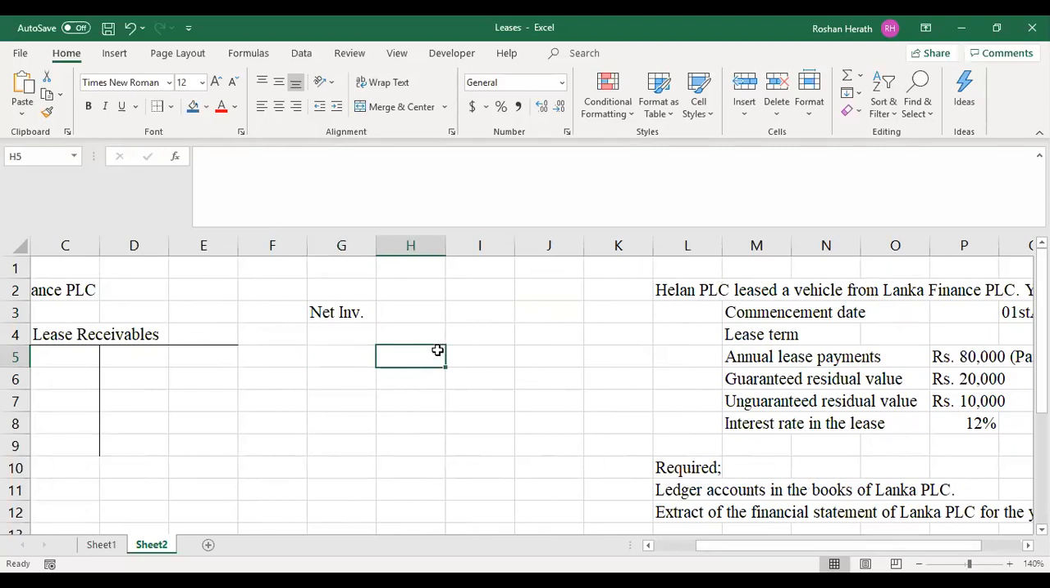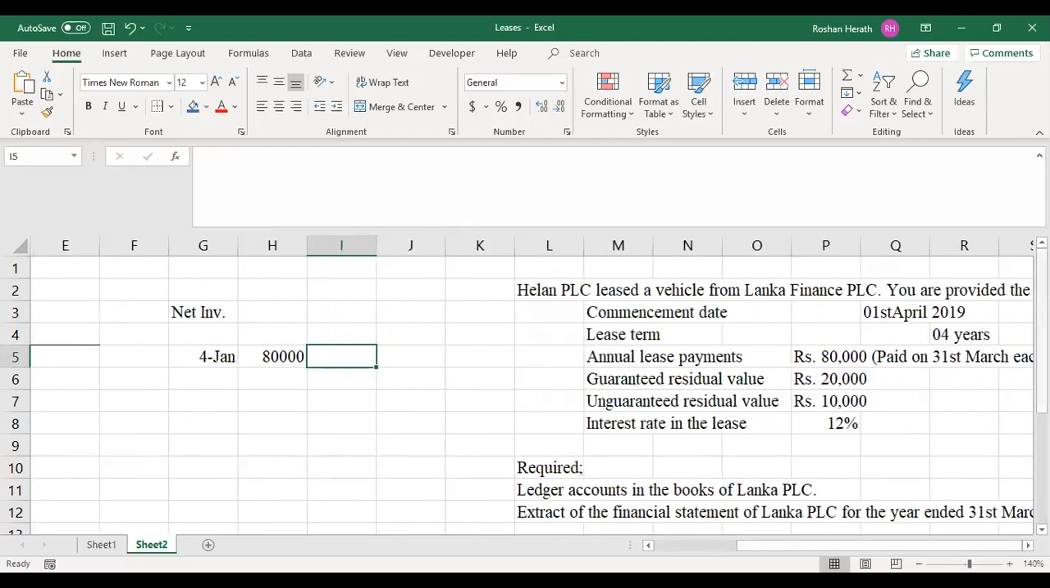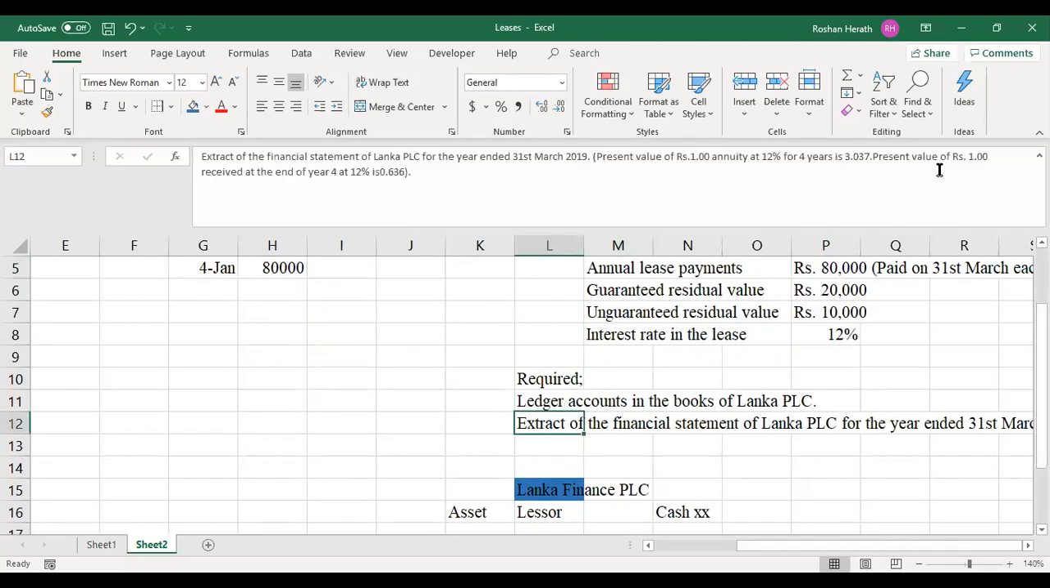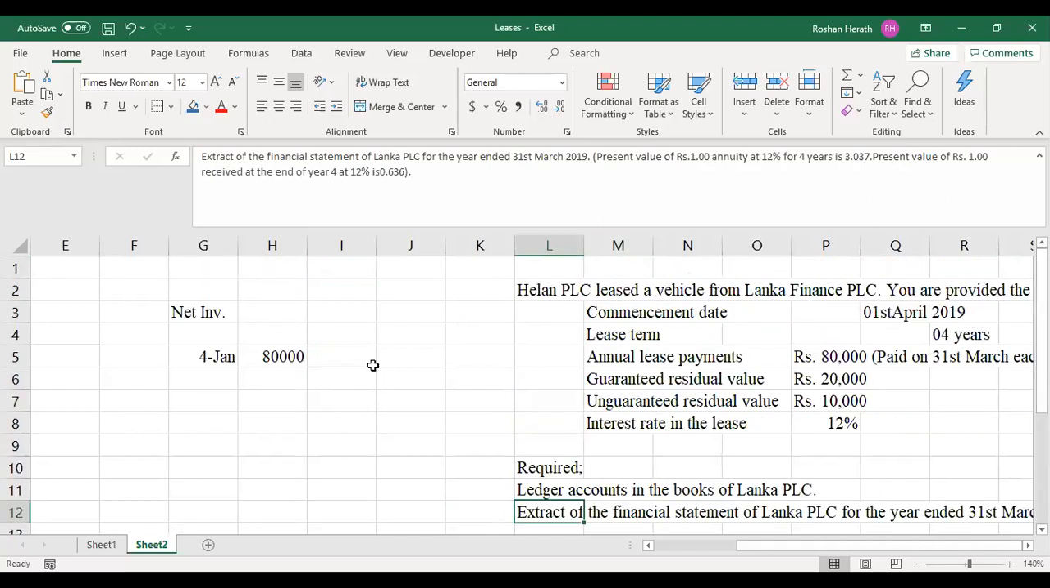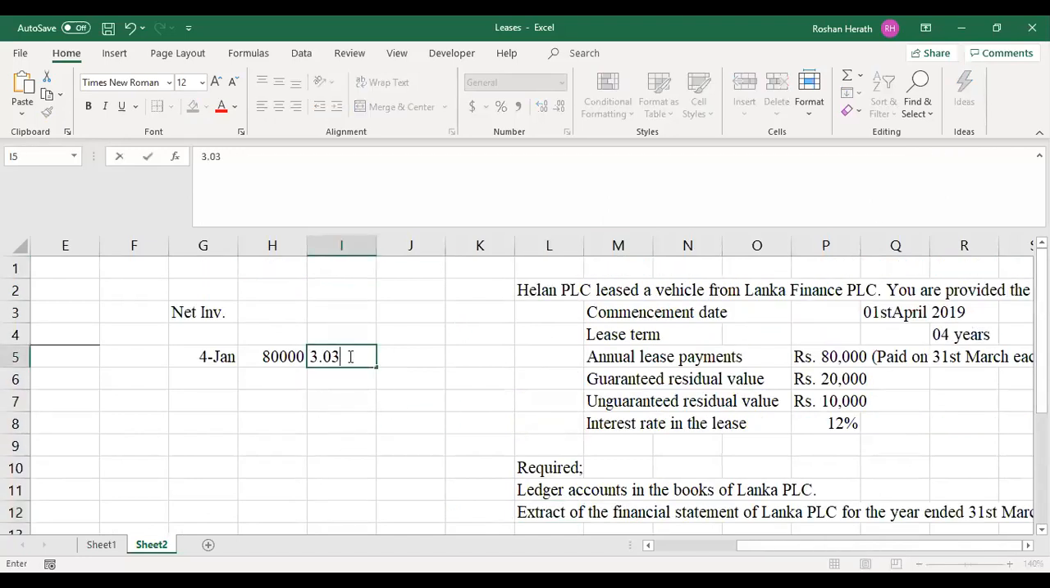Now let's look at the lease payment. When it comes to the lease payment, it goes like 80,000 for a period of 1 to 4. So to make your life easy, the annuity factor is given. How much is the annuity factor? It says that the annuity factor is 3.037 or something. If this factor is not given, what do you have to do? What is your way out?